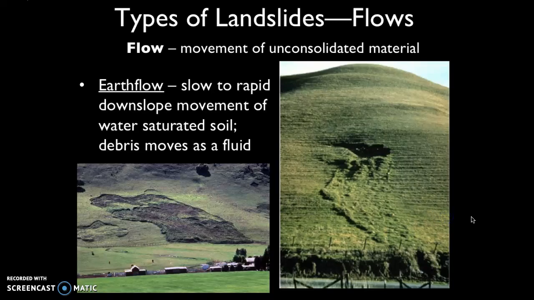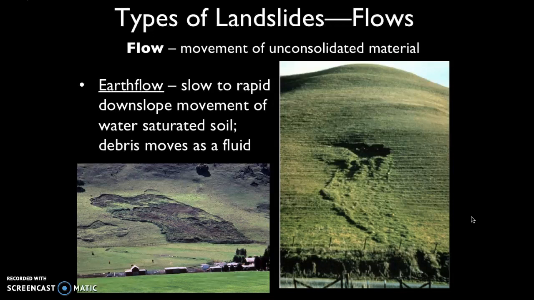So the second type of flow that we can have is earth flow. Remember that we had creep, now earth flow. The earth flow is going to be slow to rapid downslope movement of water saturated soil, and debris moves as a fluid, kind of.